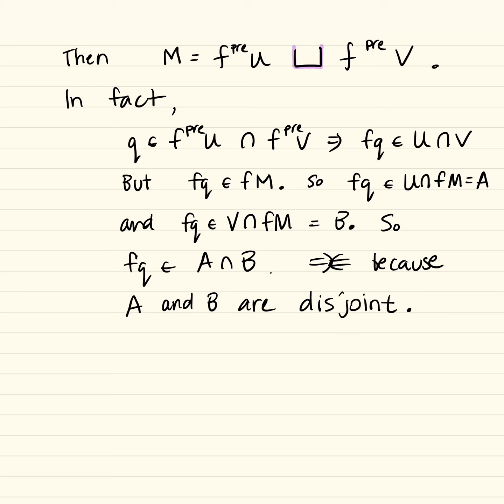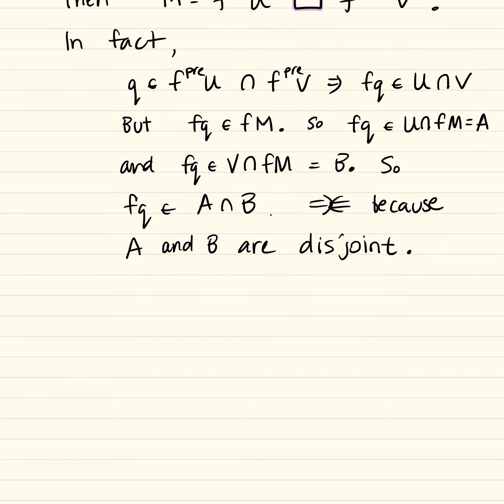So we know that the preimages of U and V are disjoint. Well, I don't need to rewrite it. I think it's overkill. What's another thing we need to show? We need to show that M is actually equal to the union, right?